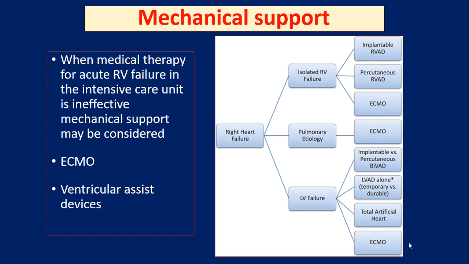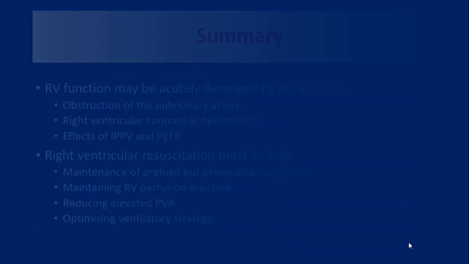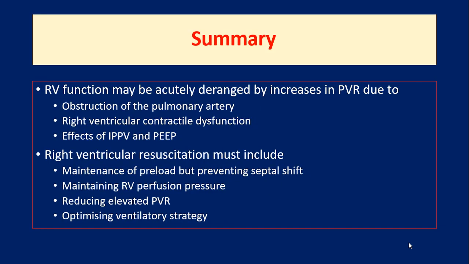Mechanical support: when medical therapy for acute right ventricular failure in the intensive care unit is ineffective, then one can think of mechanical support in the form of ECMO or right ventricular or biventricular assist devices. RV function may be acutely diminished by an increase in PVR due to obstruction of the pulmonary artery, right ventricular contractile dysfunction, and the effect of intermittent positive pressure ventilation and PEEP.